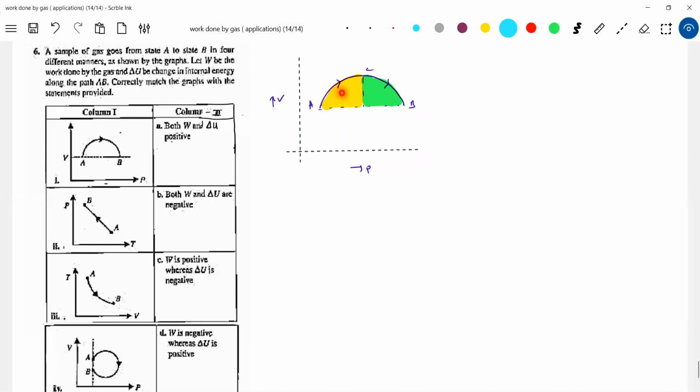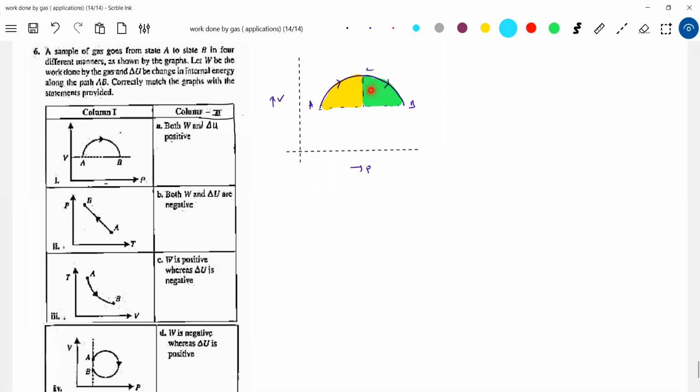It'll be positive, no? Because see, pressure is increasing, volume is also increasing. So work done by the gas from A to C will be positive. Then what about in CB? Volume of gas decreasing, pressure increasing. So work done will be negative. Then which area will be more? Both are having the same area.